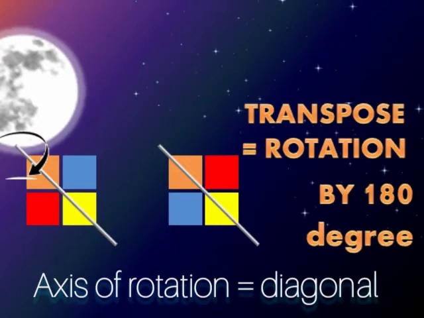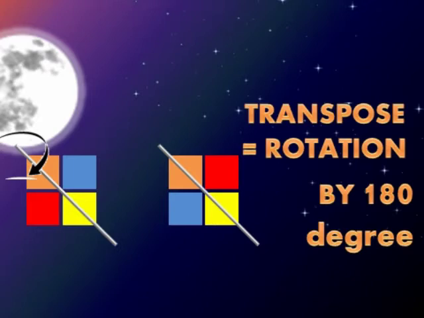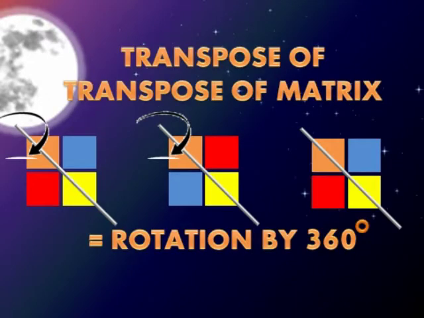The transpose of a matrix is the entire matrix rotated by an angle of 180 degrees around the diagonal as the axis of rotation. The transpose of a matrix is the transpose taken twice. So it's a rotation of 180 degrees done twice. So total rotation of 360 degrees around the diagonal as axis.